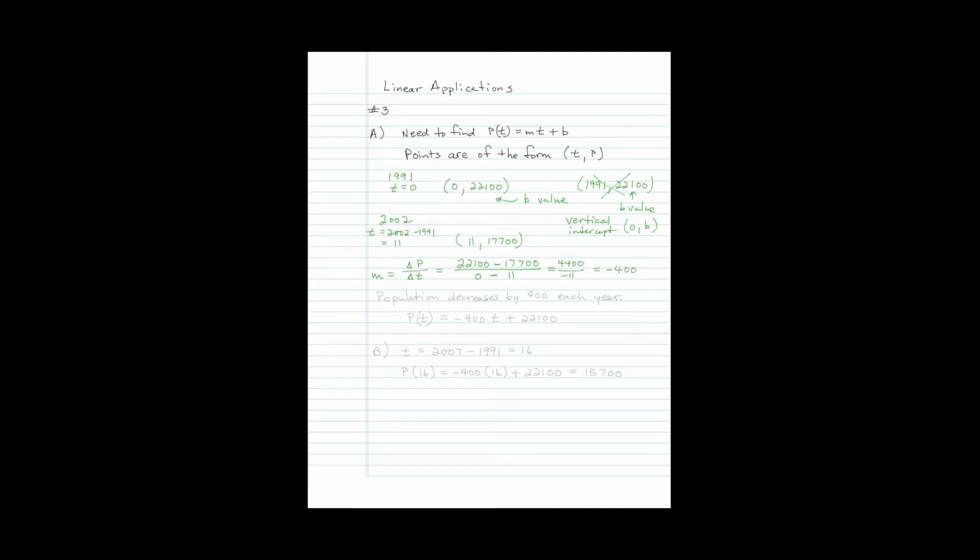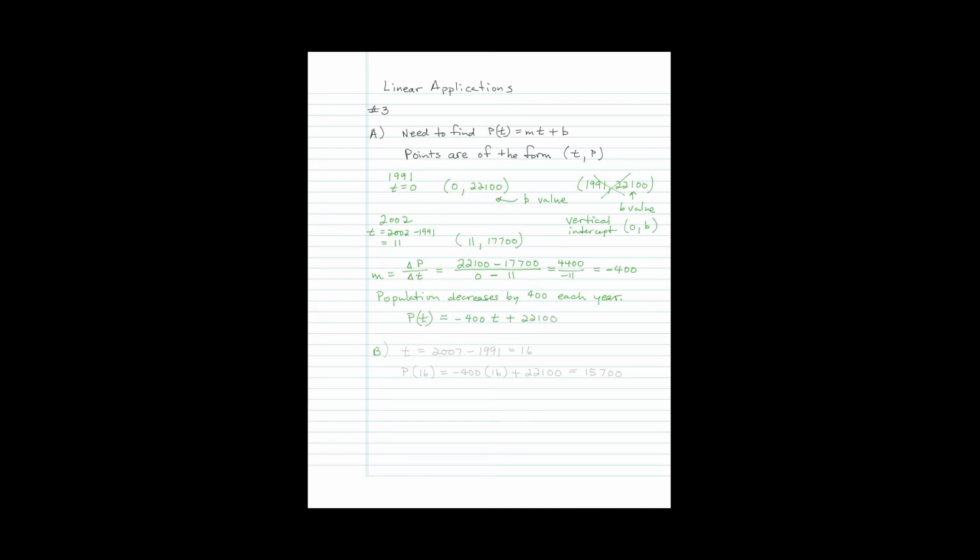Now let's take a second and interpret the slope, because that's important in a lot of the problems that you do in this section. What does the negative 400 mean in this problem? It means that the population decreases by 400 each year. And remember, it said it was a linear decline, so it makes sense that this is a negative number. Now the formula for this population is P of T equals negative 400T plus the B value, which is 22,100.